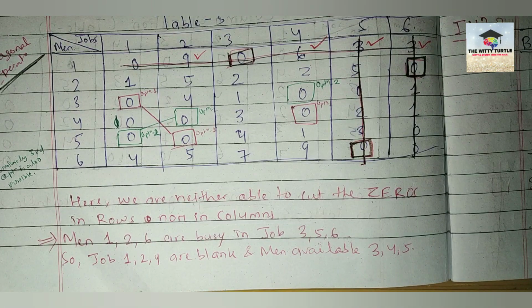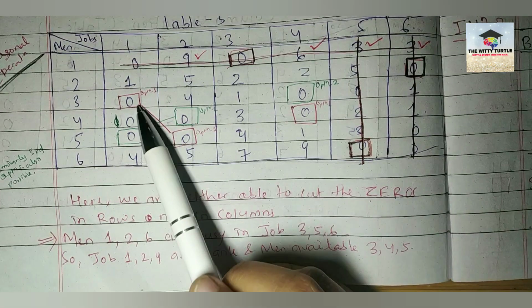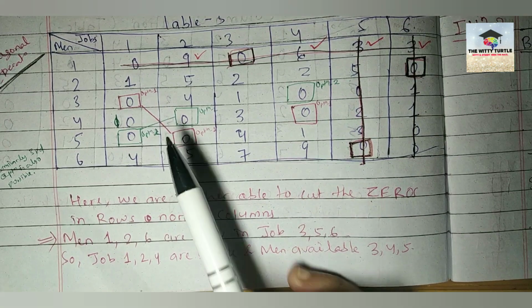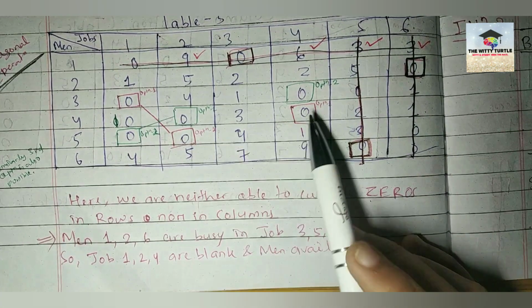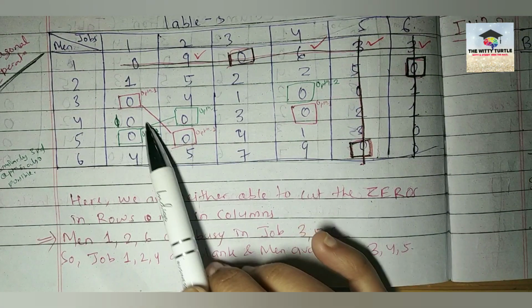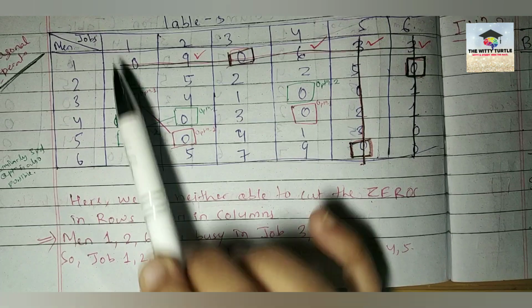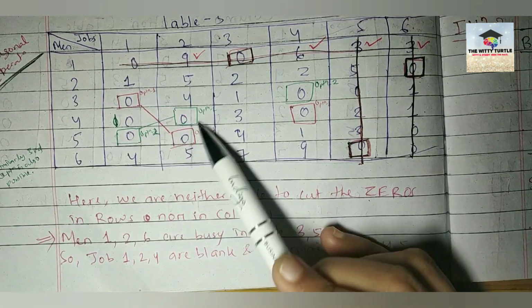So here you have to perform the diagonal operation. When you are performing diagonal operation, you have two options. Okay. The first option is you can take this 0 and diagonally you can take this 0, or otherwise you can take men 5, job 1, this 0, and diagonally this 0.